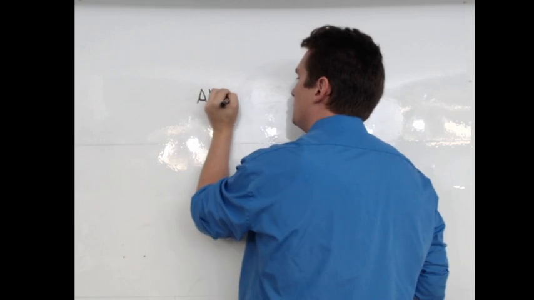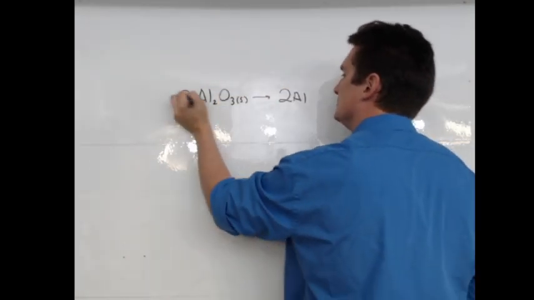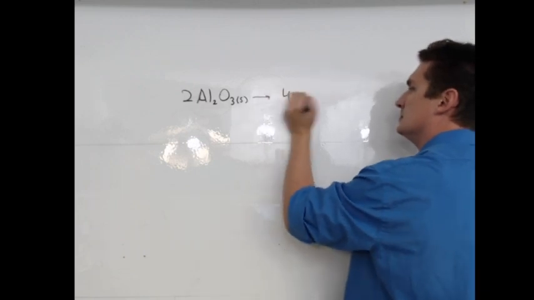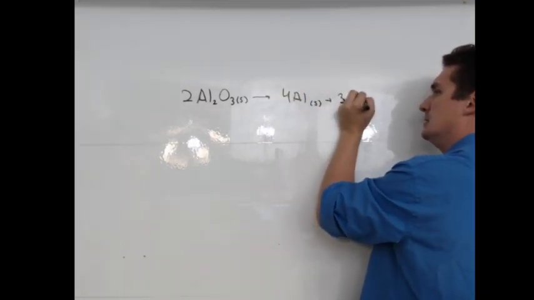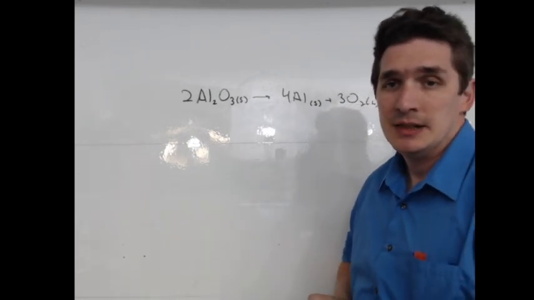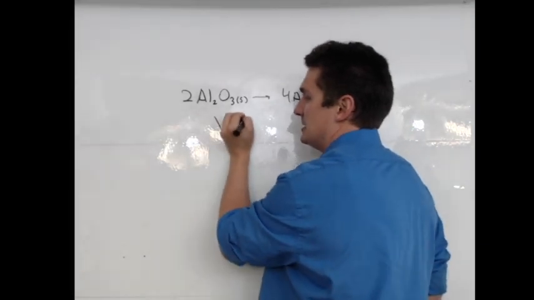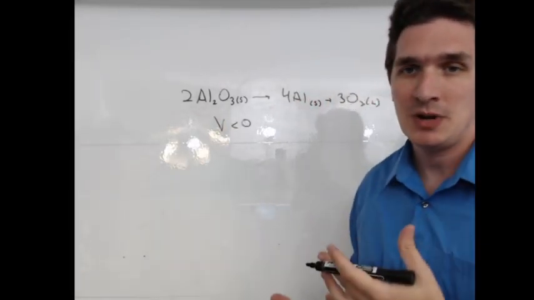So Al2O3 forming aluminum and O2 gas. This is done industrially to make aluminum foil. This is going to have a negative voltage. So the voltage here is less than 0 because we're driving it by electrolysis.